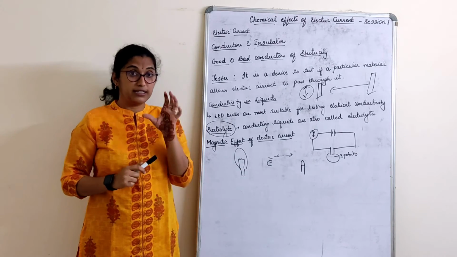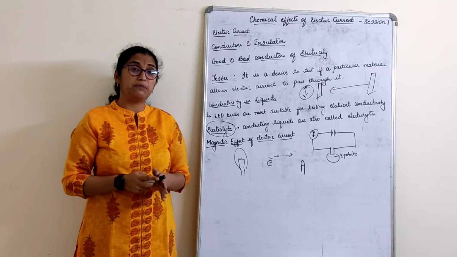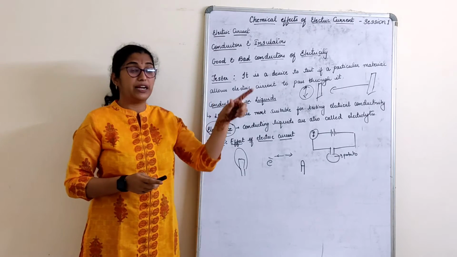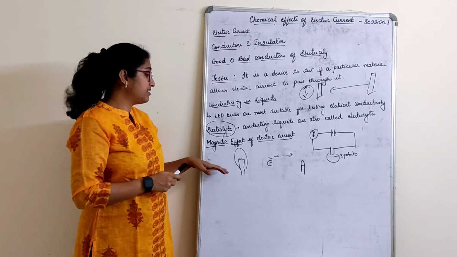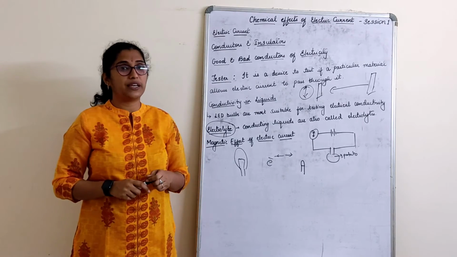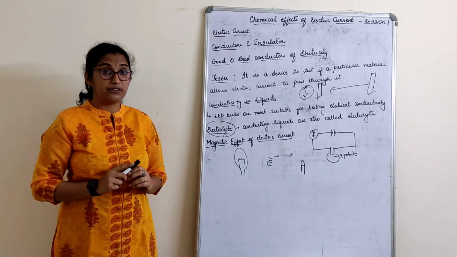You have Oersted's experiment and several other experiments on this, because you have a separate chapter in 10th standard, magnetic effect of electric current. Here it's just one small concept that we are studying. So did you understand the process of the magnetic effect of electric current?